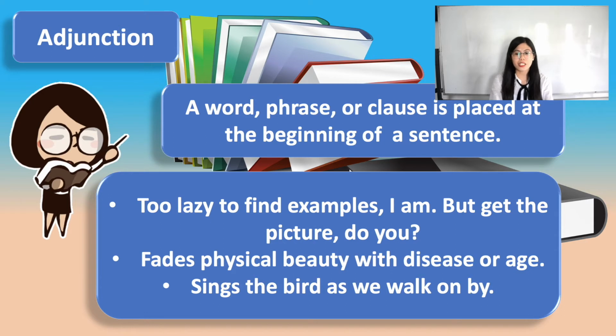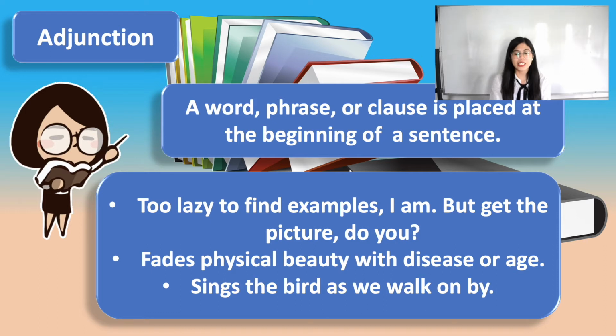As you may notice here, the verb lazy comes first instead of the subject I, followed by the second sentence wherein a verb comes first again before the subject you. In short, adjunction is contrary to the normal order of a sentence, which should be subject followed by the verb. But here, the verb comes first before the subject.